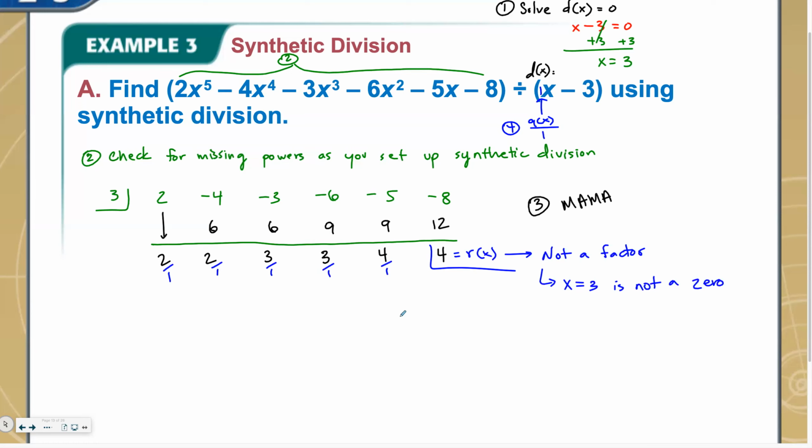When you divide by 1 though, does anything change? No. So this one, here's how our quotient will look.